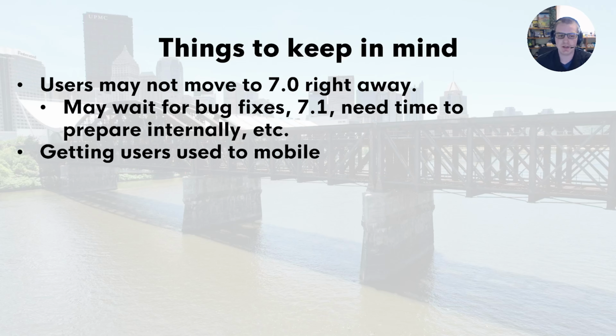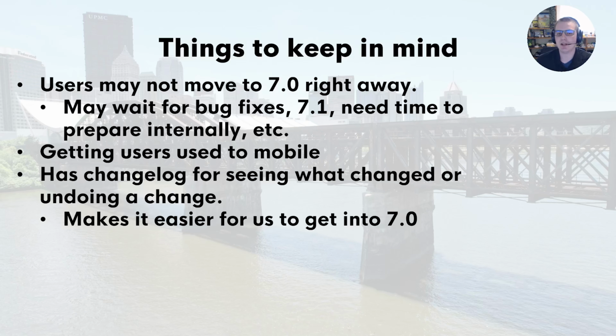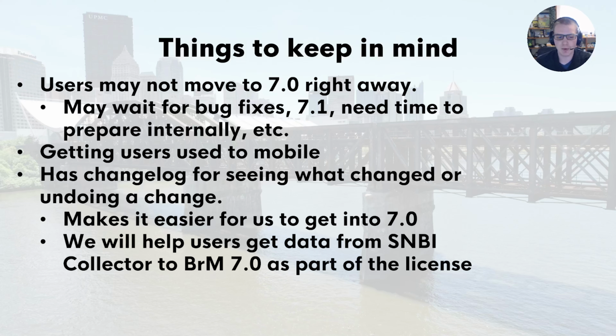We also wanted to just get users used to mobile. We're going from a web application that didn't really work all that great on your phone to now being a run-everywhere type of service. This also has a change log for seeing what has changed or for undoing a change from the users. And it makes it easier for us to get into 7.0. So if you're running BRM6 and you have NBI data, you can put it into SNBI Collector, update it to SNBI, and then we can move that data from SNBI Collector to BRM7 so that you have some updated data that you're collecting in the meantime. And we will help users get their data from SNBI Collector to BRM 7.0 as part of your license.